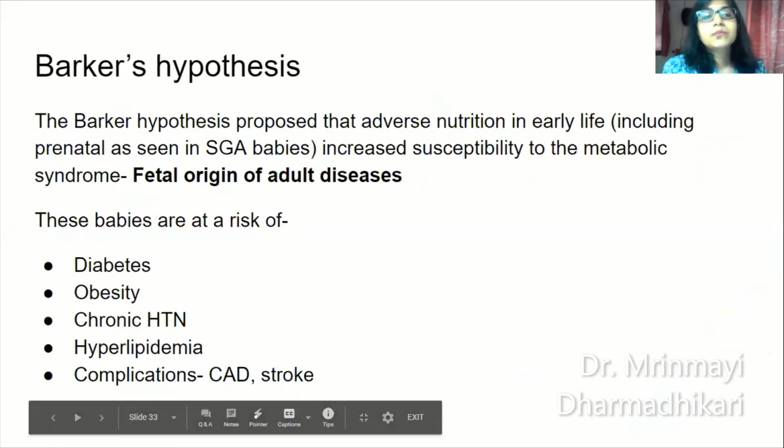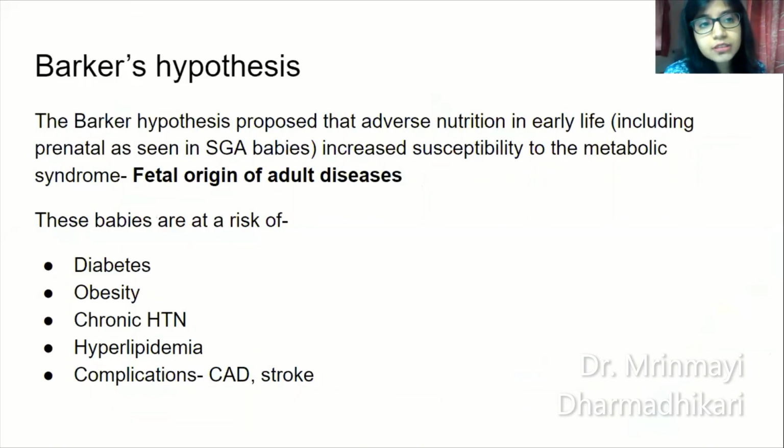Now, there's something called as a Barker's hypothesis. Now, David Barker was a British epidemiologist, and he proposed that adverse nutrition in early life, including prenatal, as seen in small for gestational age babies, increases the susceptibility to the metabolic syndrome. So this is called as fetal origin of adult diseases.